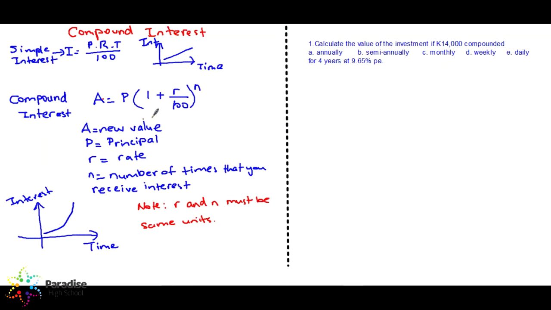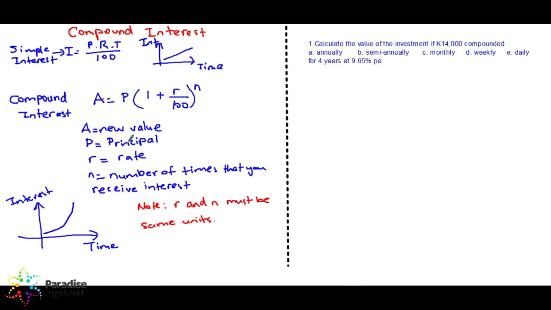What is A? A is the new value. It is different from simple interest. In simple interest, we calculate directly the amount of interest. But here, when you invest P kina in the bank, it becomes A kina after some years. This is not the interest. This is how much the money you invested becomes. So say that you invested 2,000 kina, and it becomes 3,000 kina. So A is the 3,000 kina.